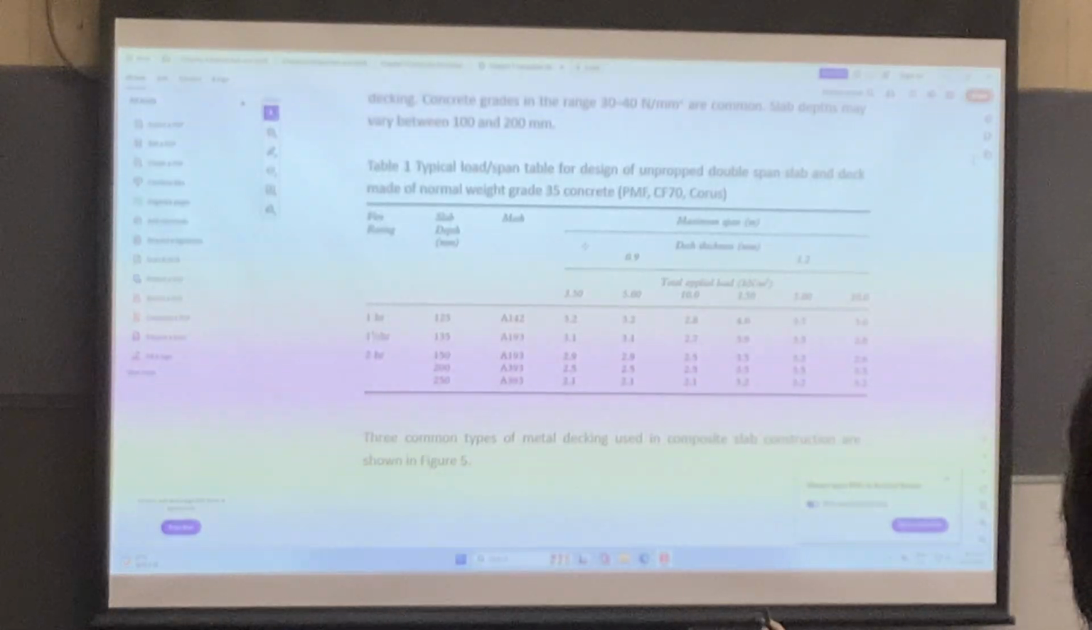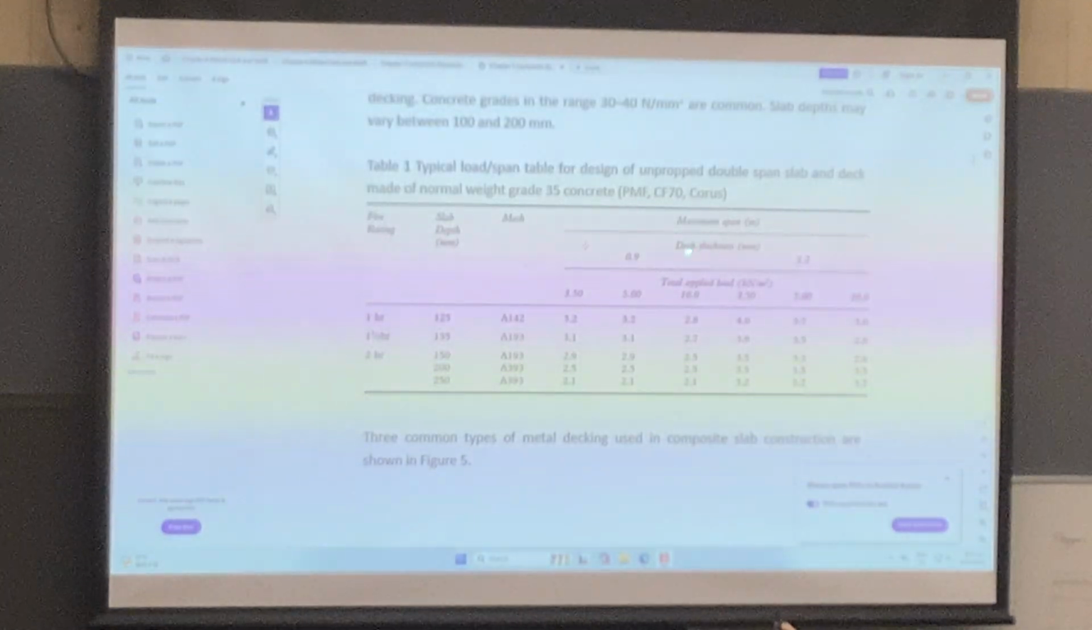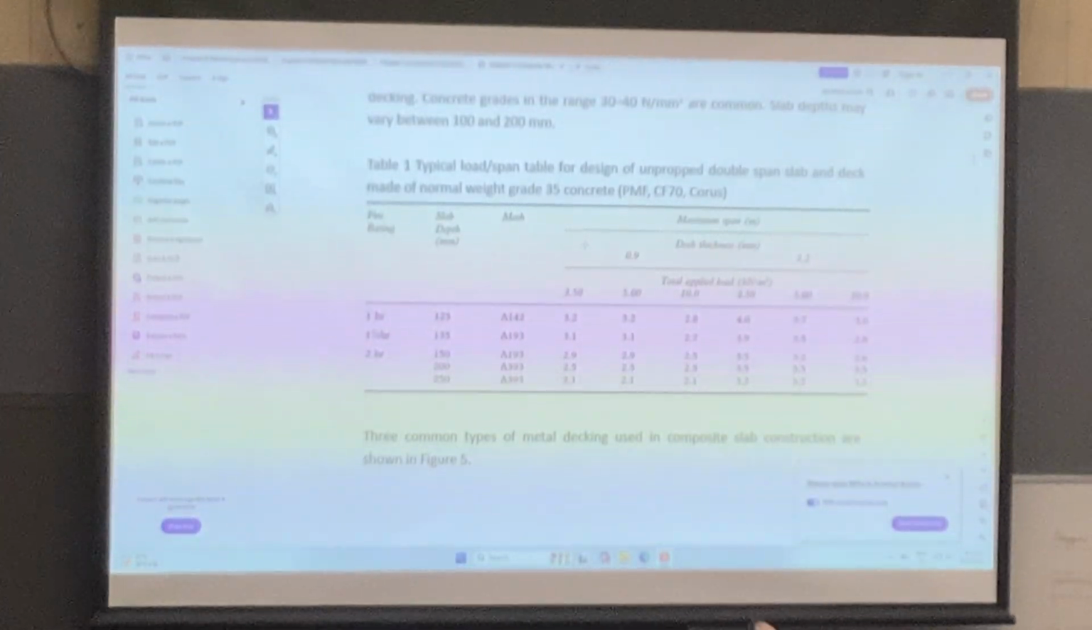For this one, you can see that if the deck is 0.9 mm, that means it can withstand a span of 3.2 meter. And then the applied load is 3.5 kN per meter square. If the load is 3.5, then it can withstand the span equal to 3.2 meter. If the fire rating is 1.5 hour, then it can withstand a span of 3.1. And here, if the slab is 150 mm, then it can withstand a span of 2.9.